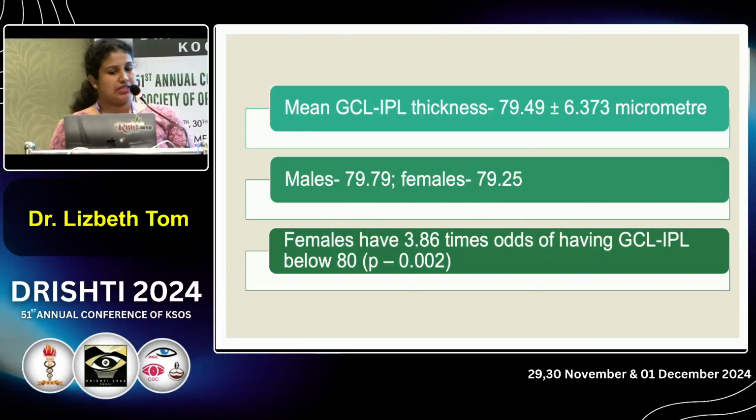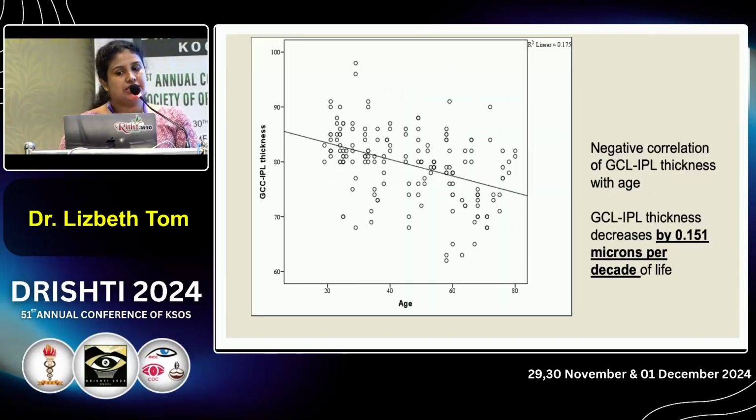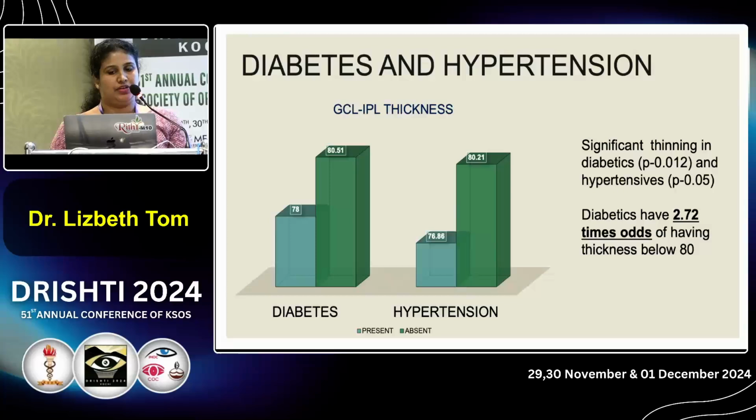Males had slightly higher GCL-IPL thickness of 79.79, and females had 3.86 times odds of having GCL-IPL thickness less than 80. It was found from the study that GCL-IPL thickness decreased significantly with age, and patients with age more than 47.5 years had 13.5 times odds of having GCL-IPL thickness less than 80. A negative correlation of GCL-IPL thickness with age was noted, with a 0.151 micron decrease per decade of life.